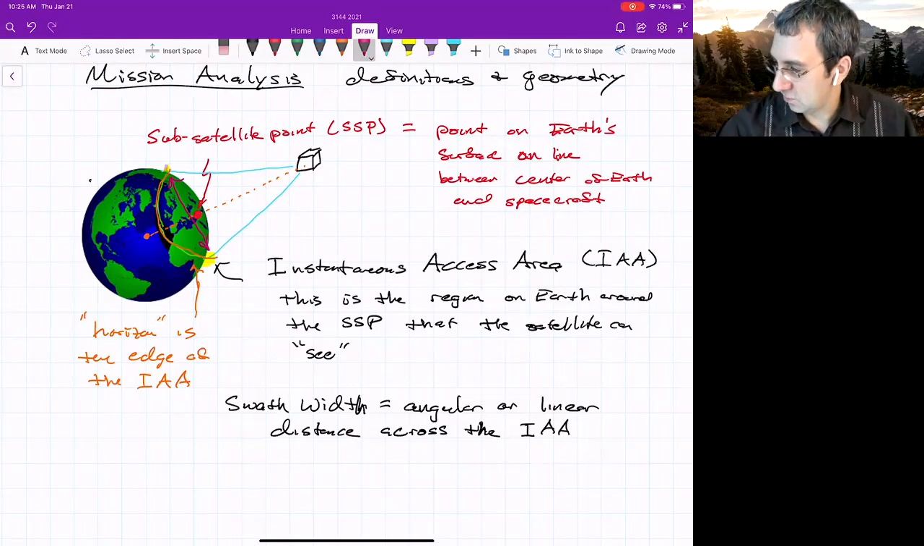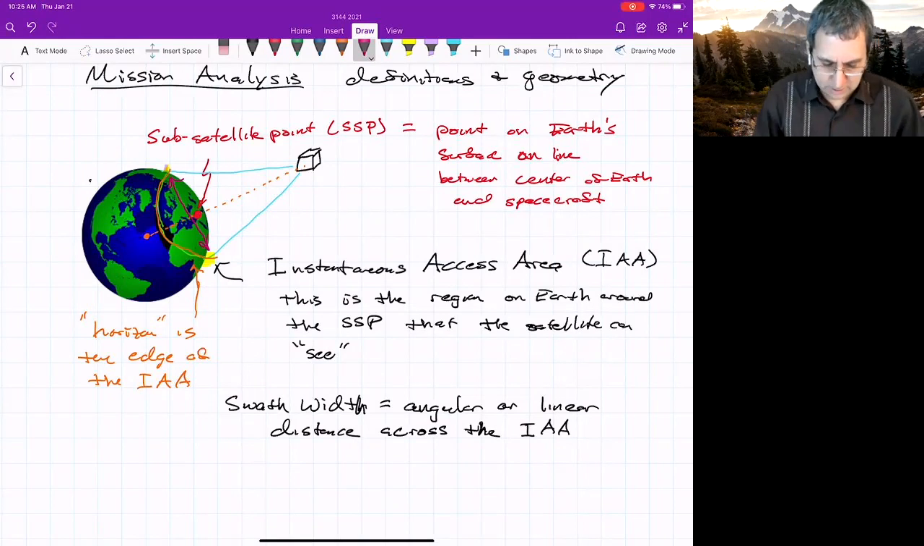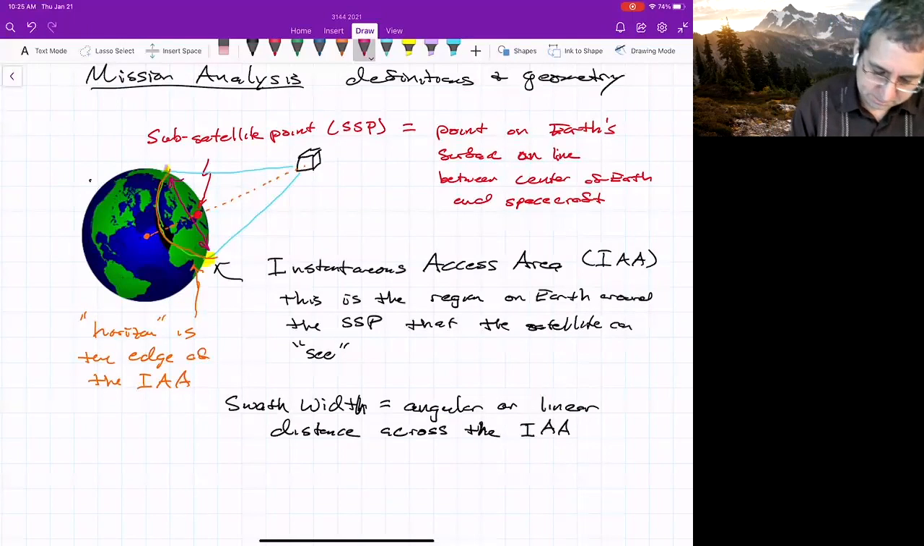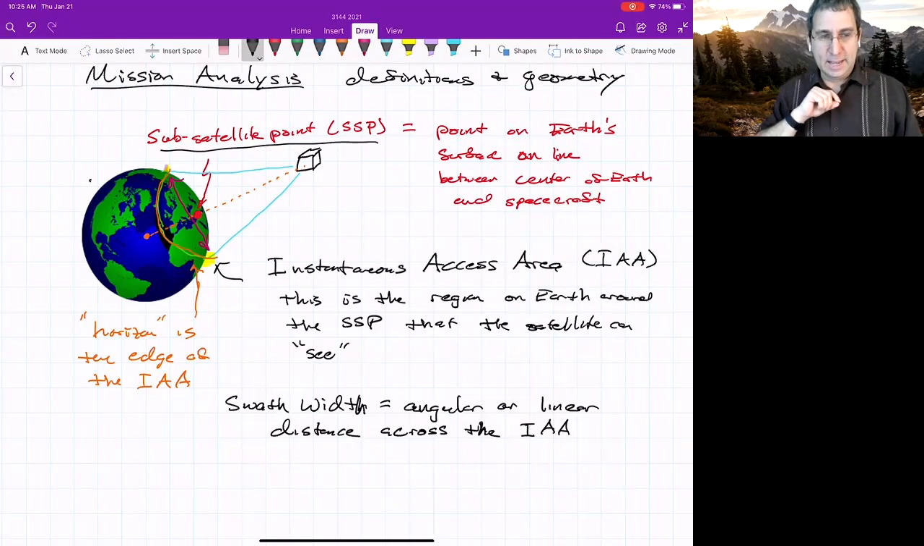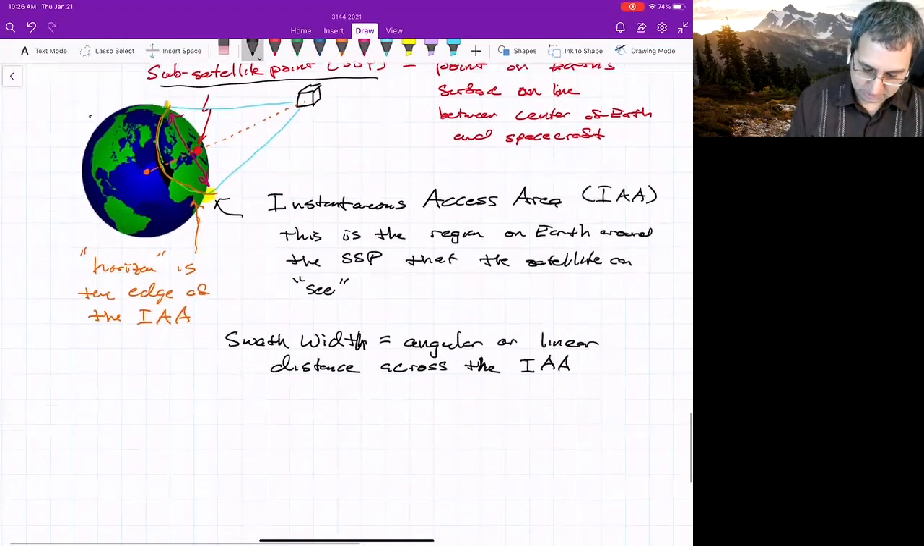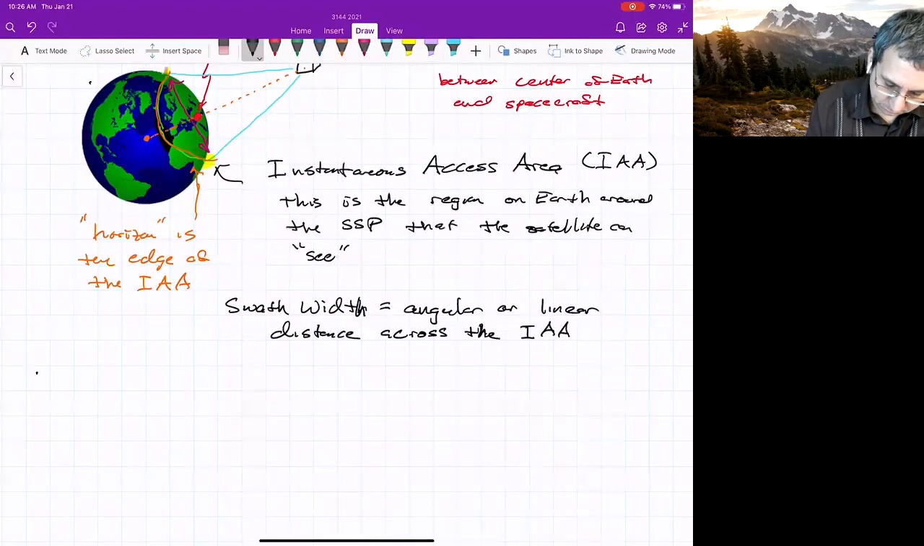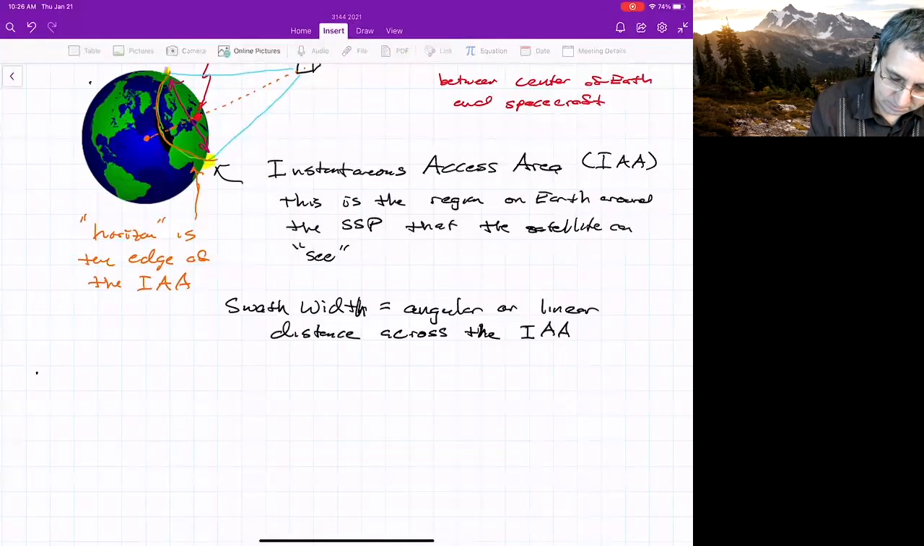Okay, so let's say some more about this related to the spacecraft geometry. This thing called the SSP, the sub-satellite point. As the satellite moves in orbit around the Earth, the sub-satellite point moves. The trace of it during an orbit is called the ground track. So let me show an example of a ground track, and then describe.